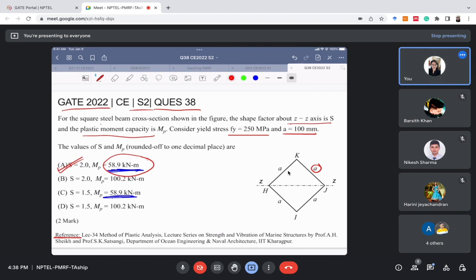So this is the important thing out of this problem. First you should know how to calculate the plastic section modulus, that is very important, and then you should remember the value of shape factor for some standard cross sections, that is the second important thing.